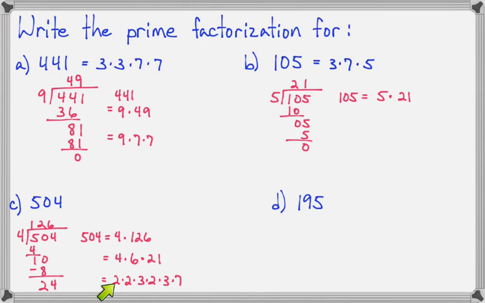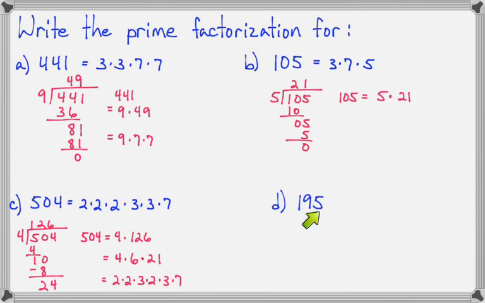So when I write those in my answer, just trying to keep things straight, I gather up all the 2's and put them together. And I just happen to put these in order. It's not necessary. You see up here I did not put them in order, but here I did. 4 times 6 times 21 gave me 2 times 2 times 2 times 3 times 3 times 7.